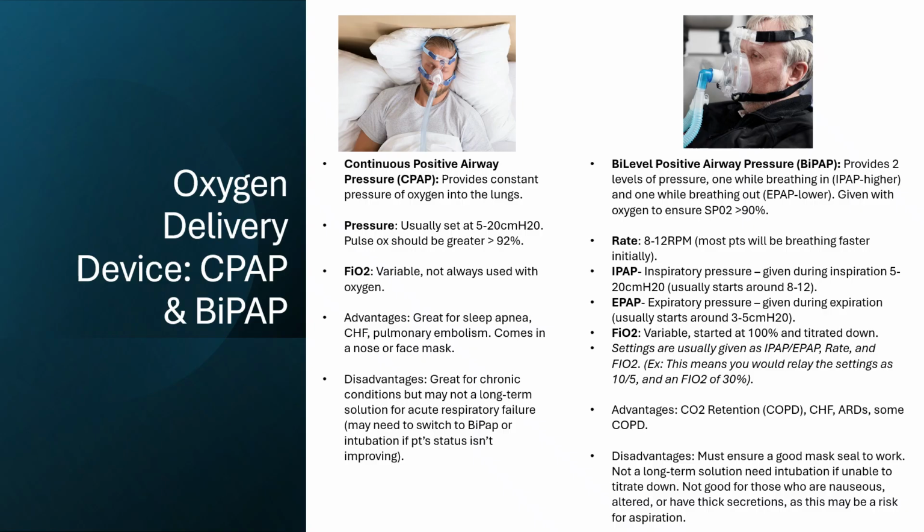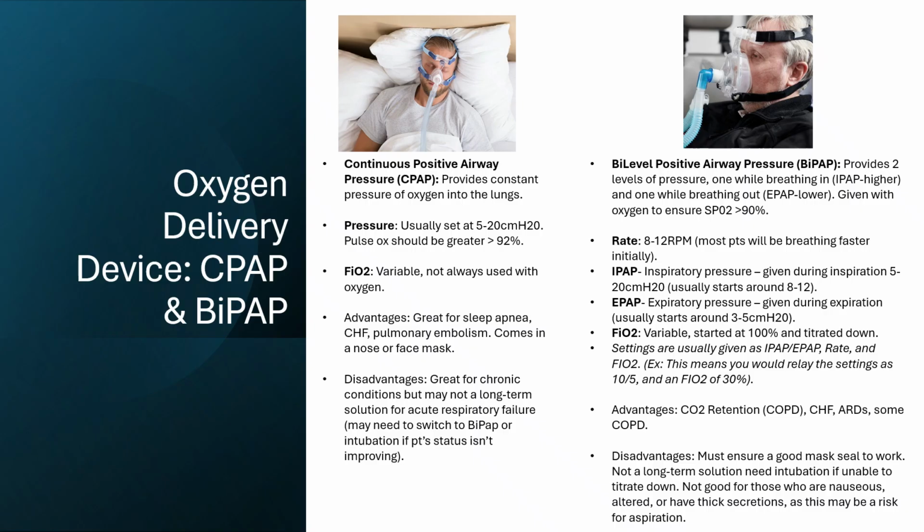Now this is great for sleep apnea, sometimes CHF patients, and pulmonary embolism. As you can see in the picture, this guy has just a little nose mask, for patients that are claustrophobic or have a hard time falling asleep with a big mask on their face. I've even seen nasal prong ones too. That's an option if they can't tolerate the face mask. It's great for chronic conditions, but it might not be a long-term solution for acute respiratory failure. They may have to switch to BiPAP or intubation if the patient's status isn't improving.